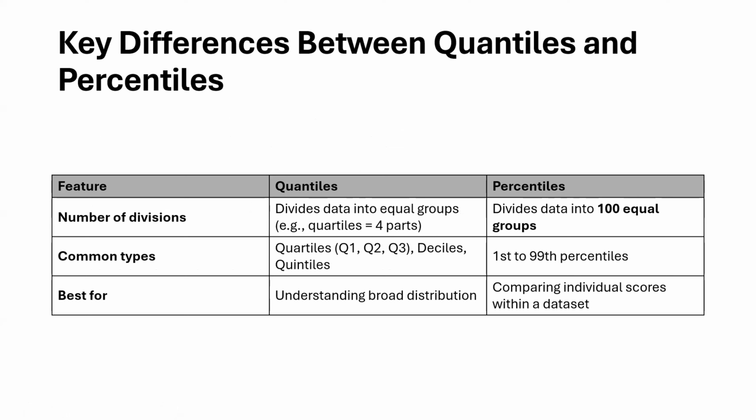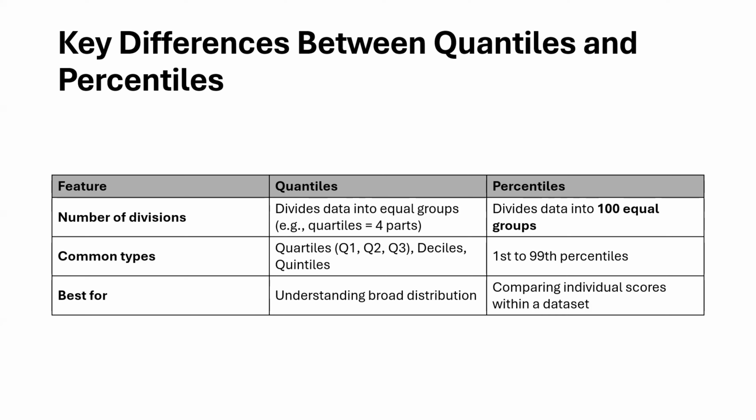Okay, so now let's talk about the key differences between quantiles and percentiles. I've already explained, but just have a brief look at this. The major difference is the number of divisions. Quartiles divide your data set into four parts, and percentiles divide your data set into 100 equal groups. The common types are the quartiles Q1, Q2, Q3, quintiles, and the 1st to 99th percentiles.